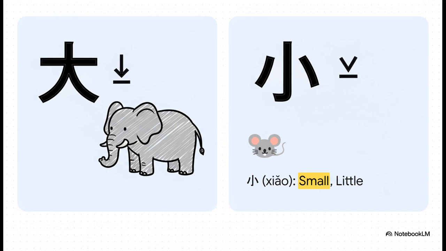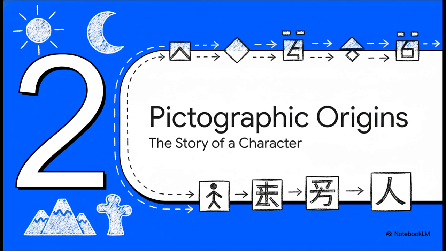It really helps. Okay, so a really common mistake for students is to just try and memorize these characters as a bunch of random lines. But if you really want to learn them, to make them part of your vocabulary, you need to understand their story. You see, most Chinese characters aren't random at all. They actually started out as little pictures.